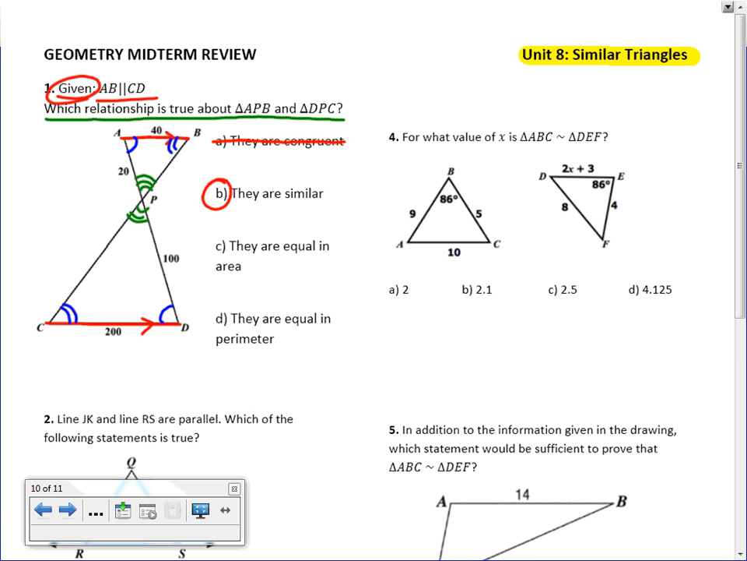Are they equal in area? Well, we haven't really studied area yet, but area is the amount of area that it takes up on the page, and one is smaller than the other. And perimeter is the distance around a figure, and we haven't studied that either. So kind of by just ruling that out, because we haven't studied it, the correct answer for number one is B. They are similar because of the AA similarity postulate.